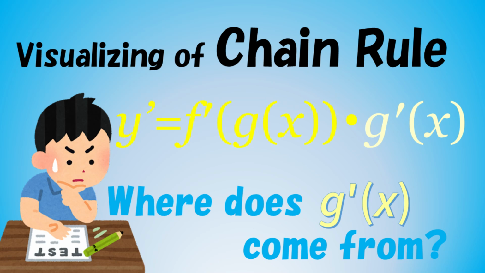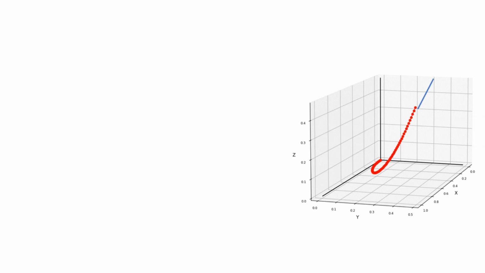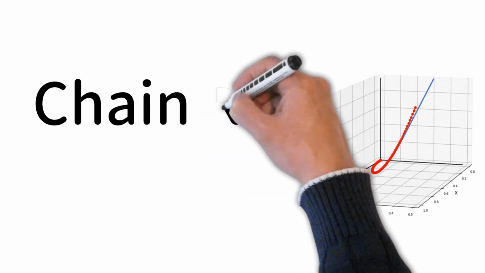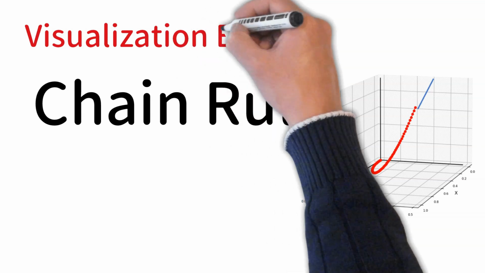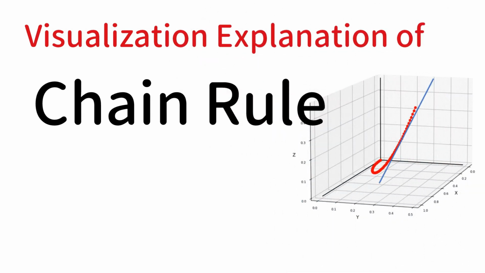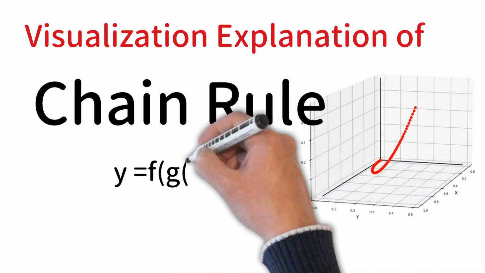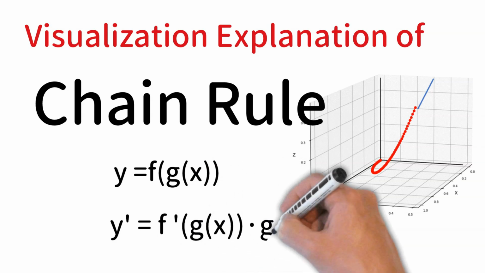Hello everyone. Today, I'd like to explain a bit about the chain rule, or the differentiation of composite functions. If you try to prove this rule using equations, it can look quite complicated, but I think you'll find it incredibly simple when explained visually using diagrams.